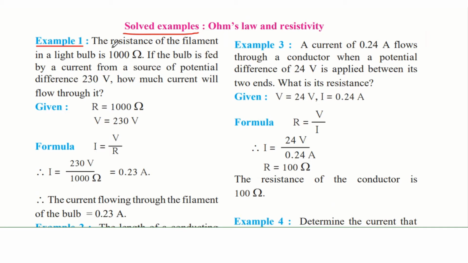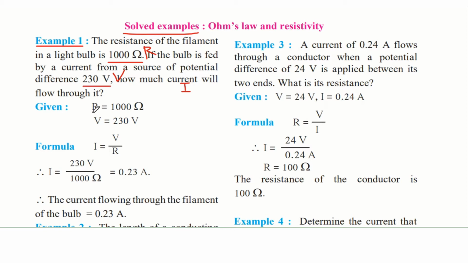Example 1. The resistance of the filament in a light bulb is 1000 ohm. So here they have given us the resistance of a filament in the light bulb. If the bulb is fed by a current from a source of potential difference 230 volt, how much current will flow through it? So here they have given us the resistance, that is R, and the potential difference, which is V. And they are asking us the current, that is I.